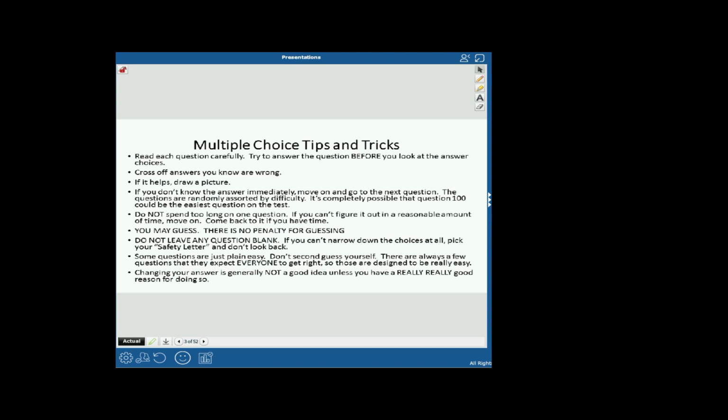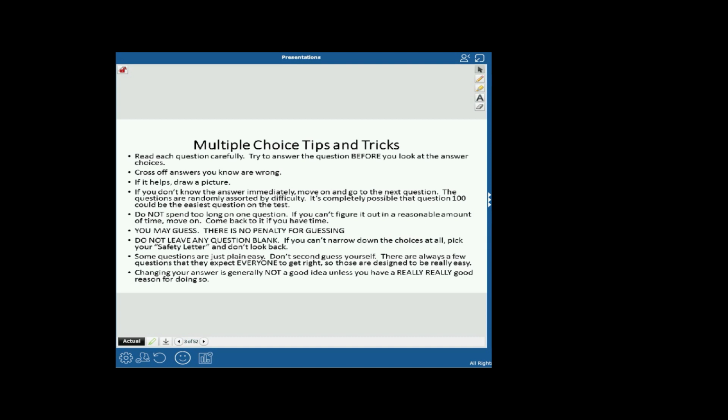Your safety letter is basically the letter that you choose to write down if you have absolutely no clue about the question. So let's say my safety letter is B. Every time I don't know what the answer is and I can't narrow it down, I just literally have no clue, I'm going to hit B. And I'm going to do that for every single one that I have no clue about, and hopefully some of those will be right.